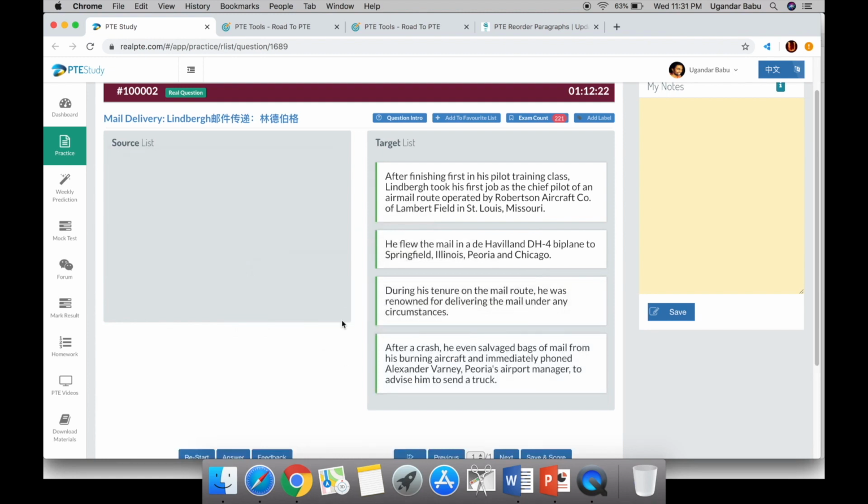Okay. So this is the independent sentence. This is noun and this is pronoun. This is indefinite article and this is definite article. Any circumstances is explanation and after a crash is one such circumstance.